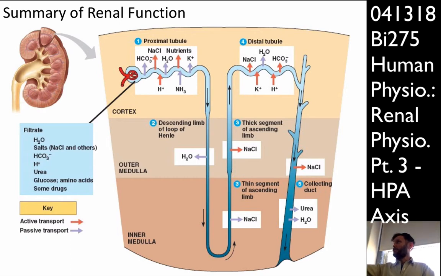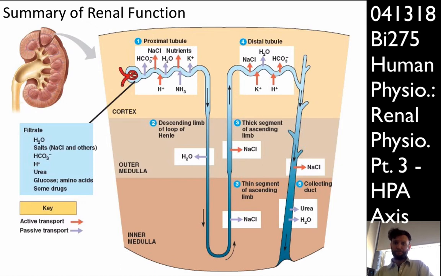Then there's the loop of Henle and countercurrent multiplication, where in the thick ascending loop we have active export of sodium chloride using ATP. That sets up a concentration gradient that drives the resorption of water along there.